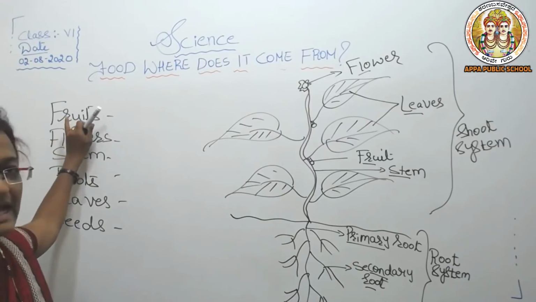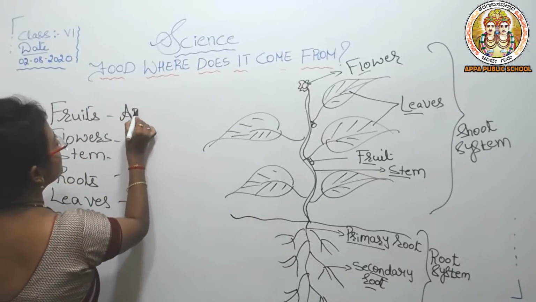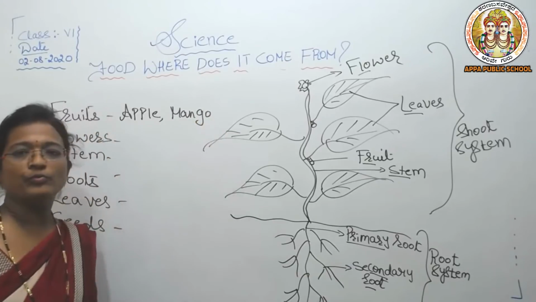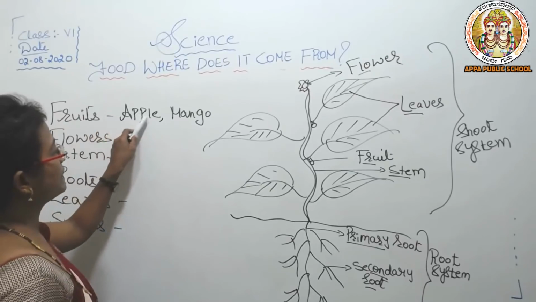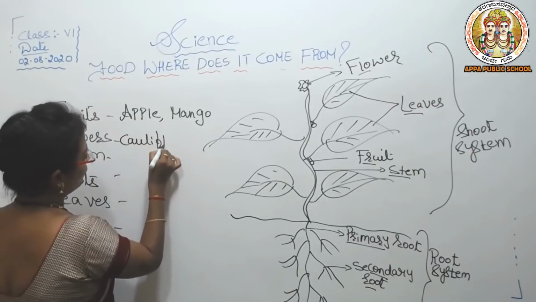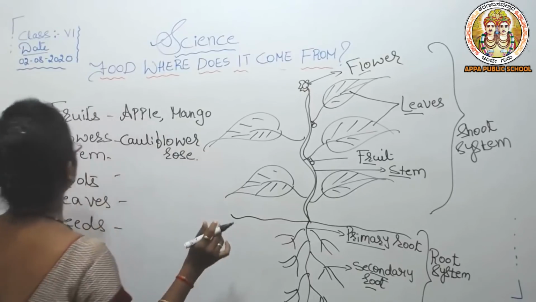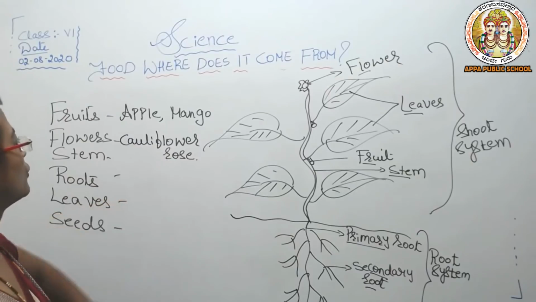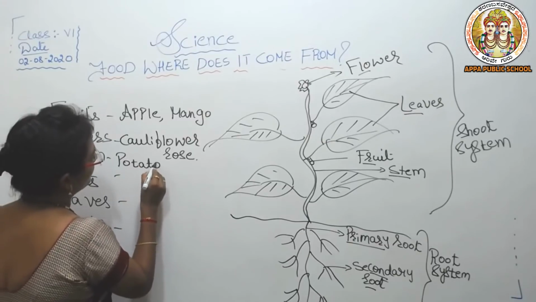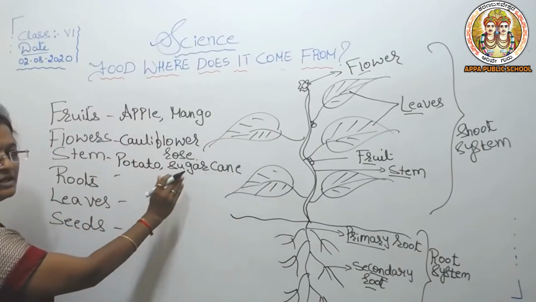And as I said before, which fruits are we going to get? We'll get apple, and one more I'll take, mango. Okay, as fruit we'll get apple and mango. Flowers: cauliflower, and even we will use rose for juice. So here we use flowers, cauliflower and rose. Next comes stem. For stem we use potato and sugarcane.